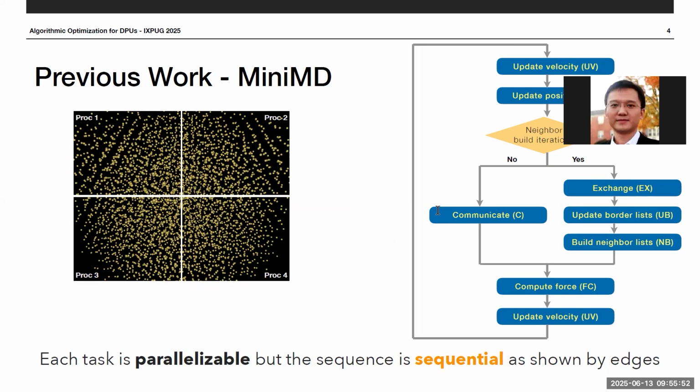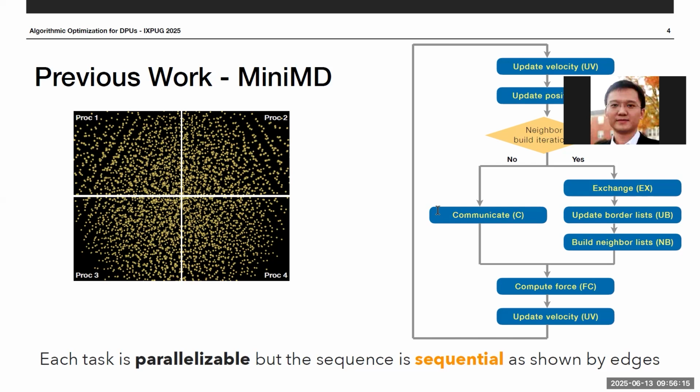I won't talk about this today, but previously Sarah looked at taking a molecular dynamics application, MiniMD, which is a proxy for LAMMPS, and trying to map that to the Bluefield 2 SmartNIC. As you see on the right-hand side here, you have a serial process, and then you have some parallel regions.